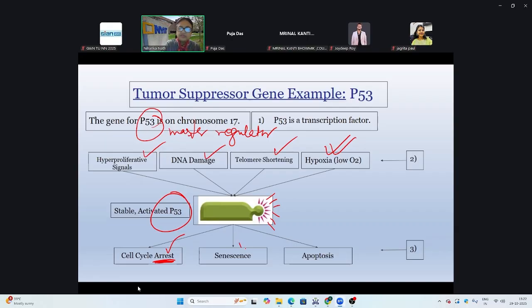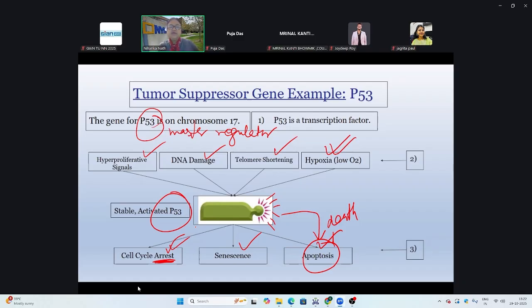It can also cause senescence. Senescence is old age. It can tell the cell, hey, keep quiet, don't do any work, just sit there, do nothing, but don't multiply. And if necessary, it can cause apoptosis. When can it lead the cells to death? When it could not fix the problem. The cells were arrested, it could not fix the problem. P53 will just say, DNA is too bad, let's just kill the cells.